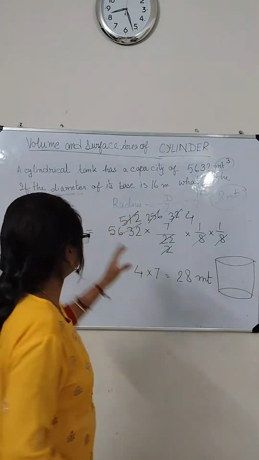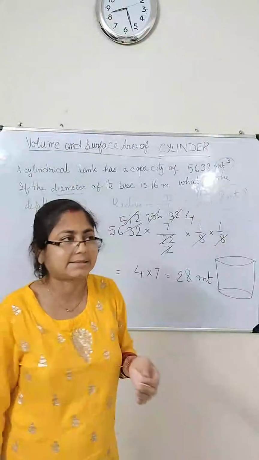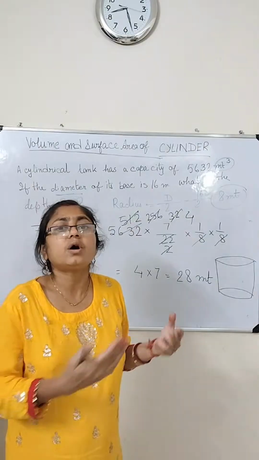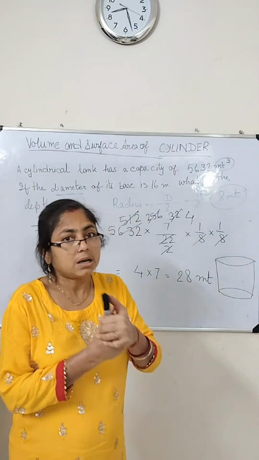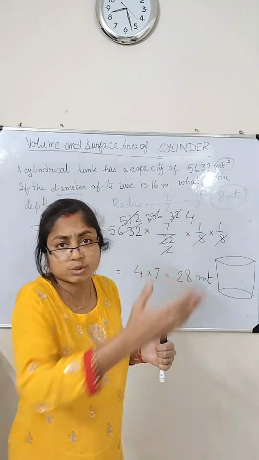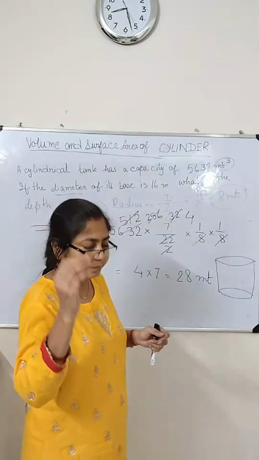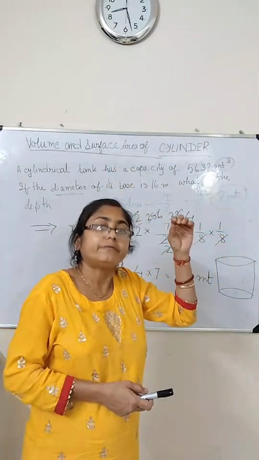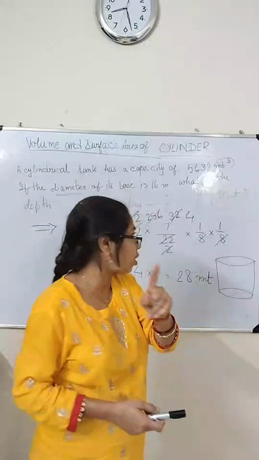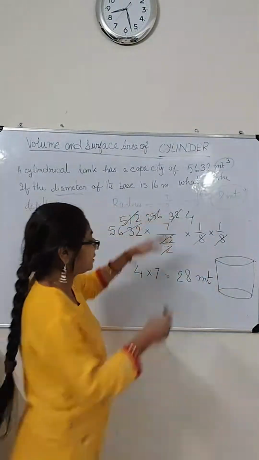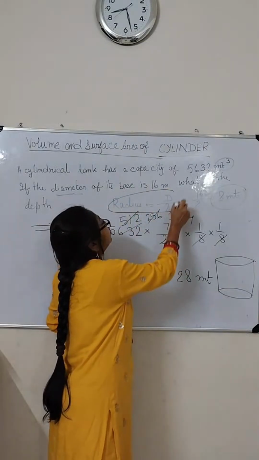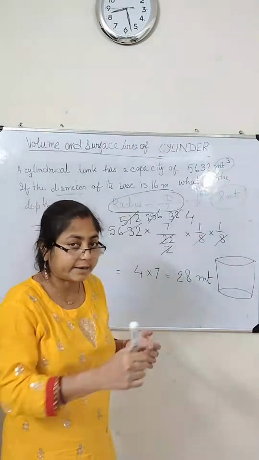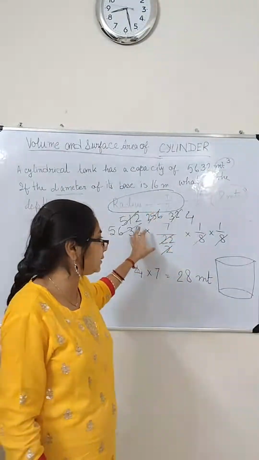Next, most of the time in the exam they give the diameter. First you find out the radius, then you find the circle area, which is pi r square, and you put the values. Most of the kids directly apply the diameter in the value of r. No, it is wrong. For that reason you apply this formula: radius equals d by 2, means diameter by 2. You find out the radius, then you apply the values.